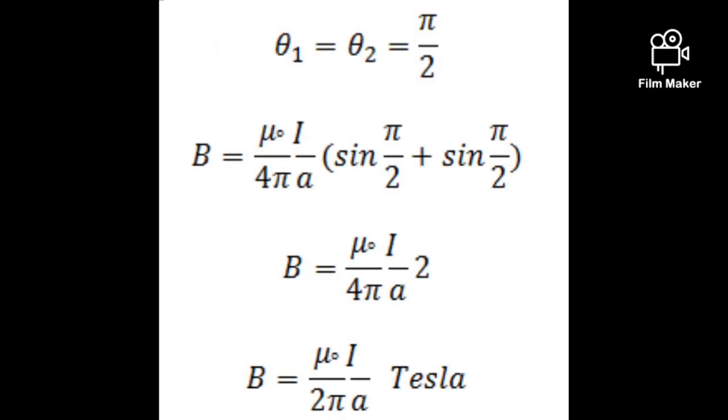Now, if we have theta 1 equal to theta 2 equal to pi by 2, then the previous result becomes B is equal to mu naught I upon 4 pi a, sine pi by 2 plus sine pi by 2. We know that sine pi by 2, or you can say sine 90, is 1. We get the result from here. 2 will be cancelled out from there only. So we get B is equal to mu naught I upon 2 pi a. This is the result for a straight current carrying conductor. So this is all about the second application.